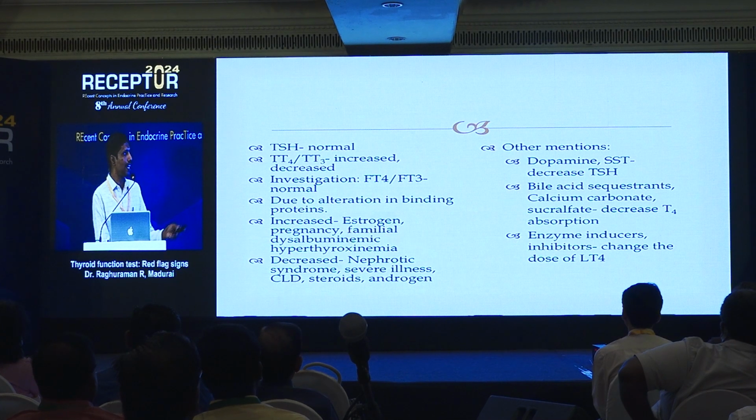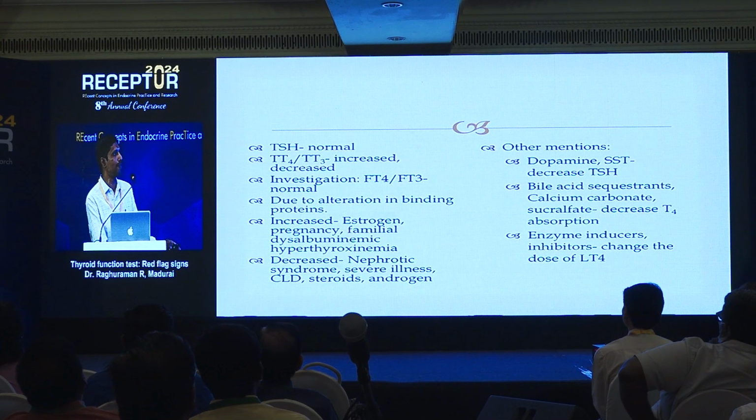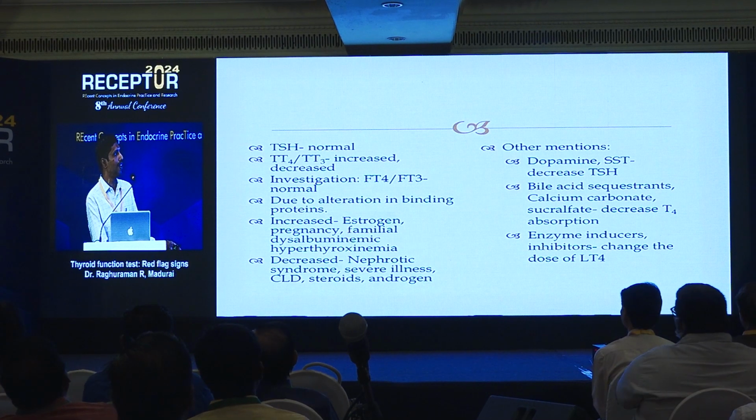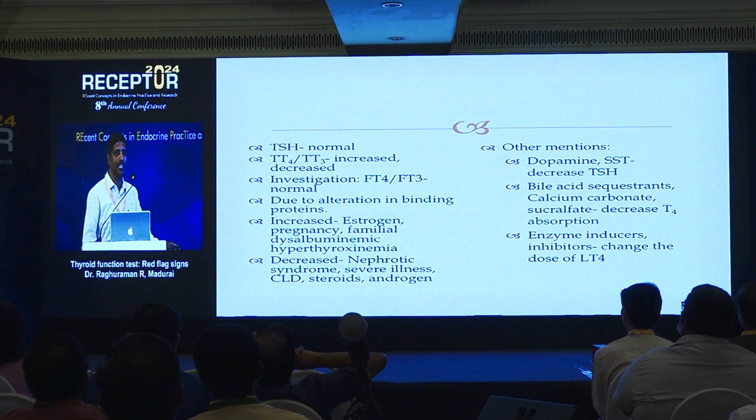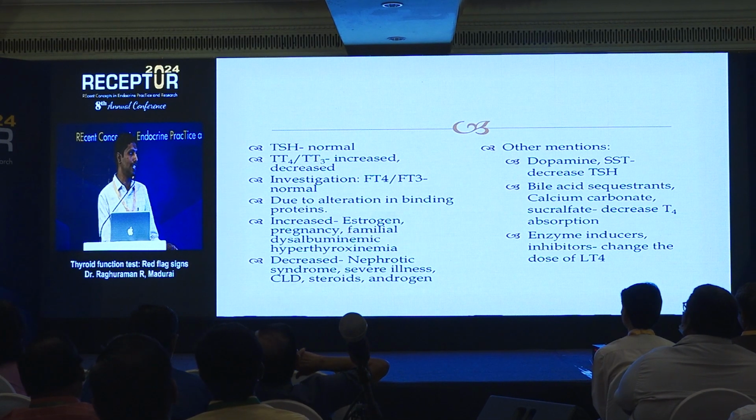levothyroxine. And one more important thing here is that your total T3 and total T4 might be increased, but TSH will be normal. Free T3, T4 will also be normal in some cases. This is due to the alteration in binding proteins. Some of the conditions where it is increased include estrogen, pregnancy, and familial dysalbuminemic hyperthyroxinemia. And it is decreased in nephrotic syndrome, illness, CLD, steroids and androgens.